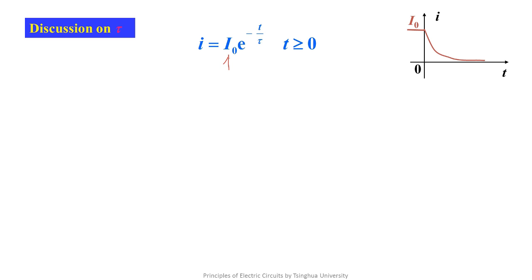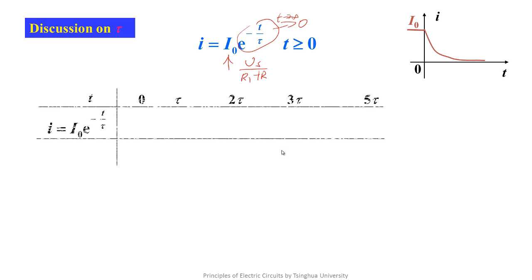Another advantage is here. This is the expression of the current through the inductor, in which I0 equals US over R1 plus R. It's I0 before switching. It tends to 0 when t tends to infinity after switching. The negative exponential term decays to 0. Now we study what's the value of I when t takes different values. In this table, we calculate the corresponding value of this term. When t equals 0, it equals 1.